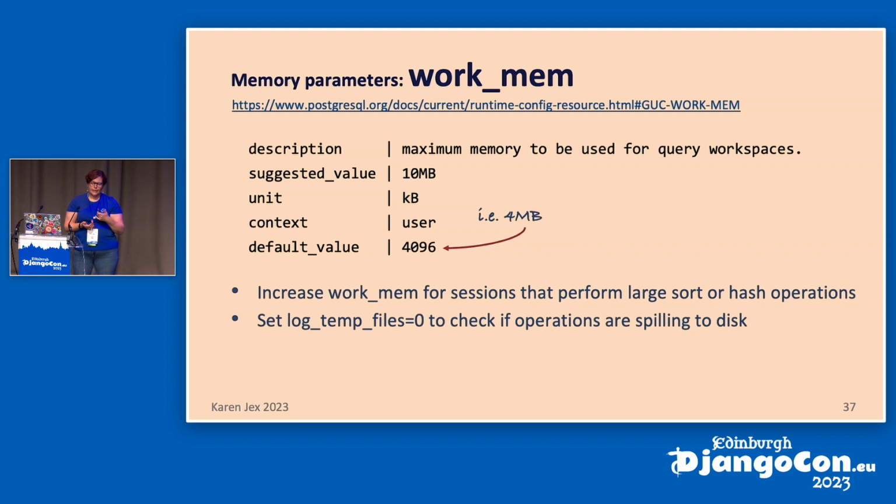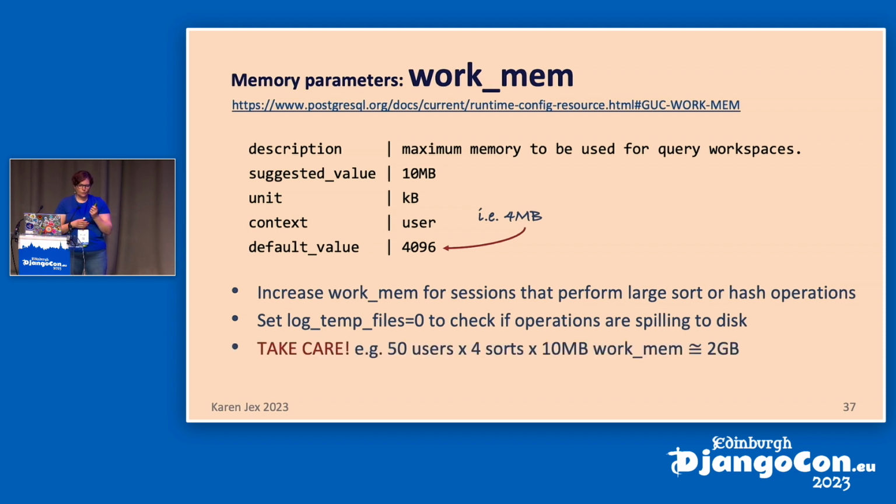If you increase this, or even if you don't, you can set log temp files. If you set log temp files to 0, that means every time you write a temporary file to disk, which is almost always for this reason, you'll see that happening, and then you can decide whether or not you need to increase work mem.